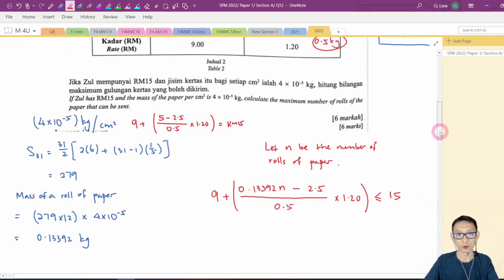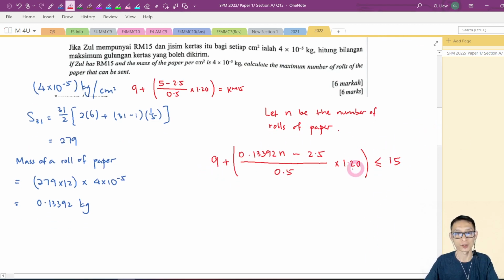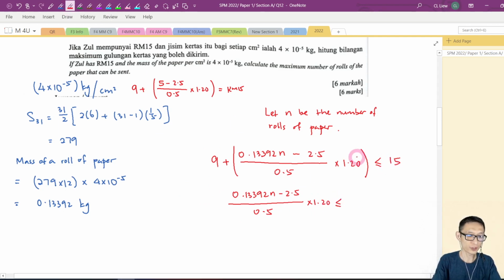Okay, so what I'm going to do here, 9, bring it to another side. So the rest I just copy 0.13392 n minus 2.5 over 0.5 times 1.20. Okay, don't have to put parentheses. 15 minus 9, you will get 6.